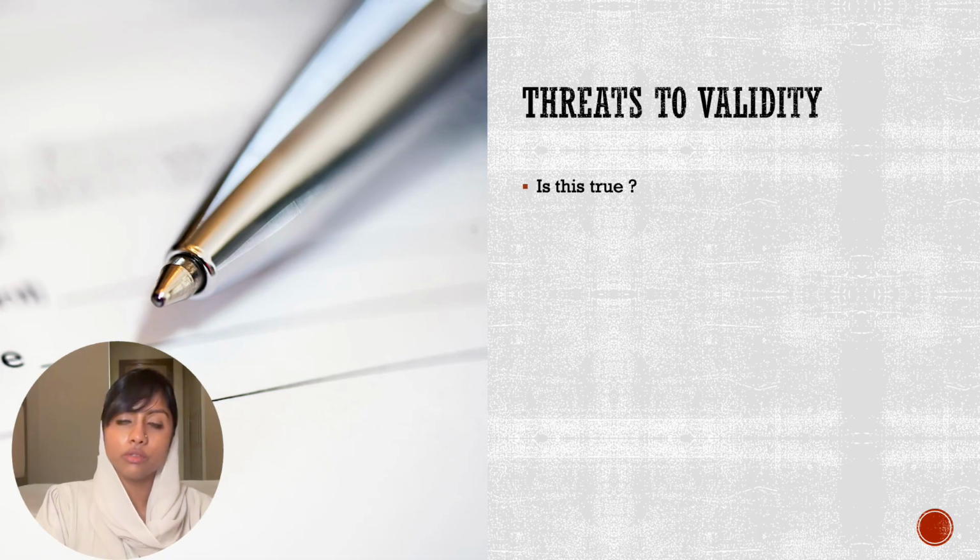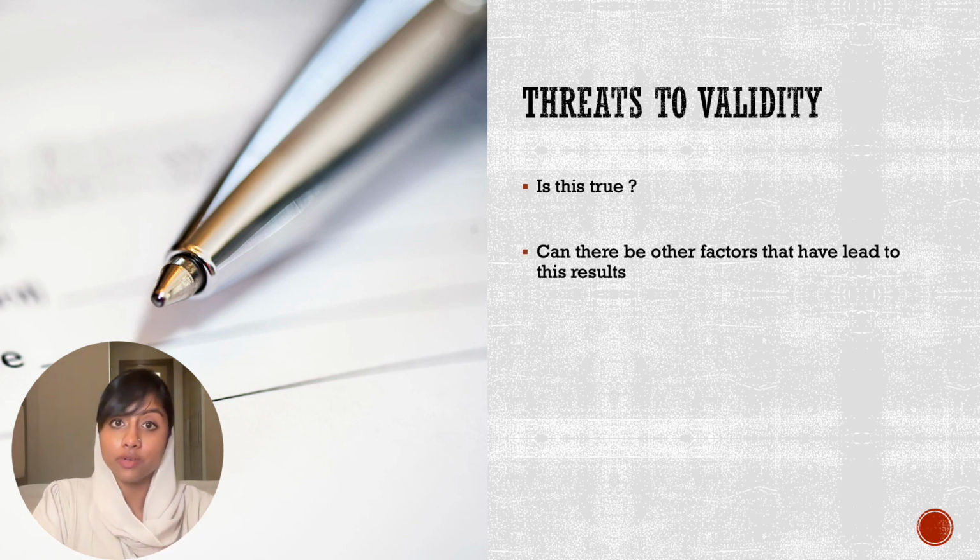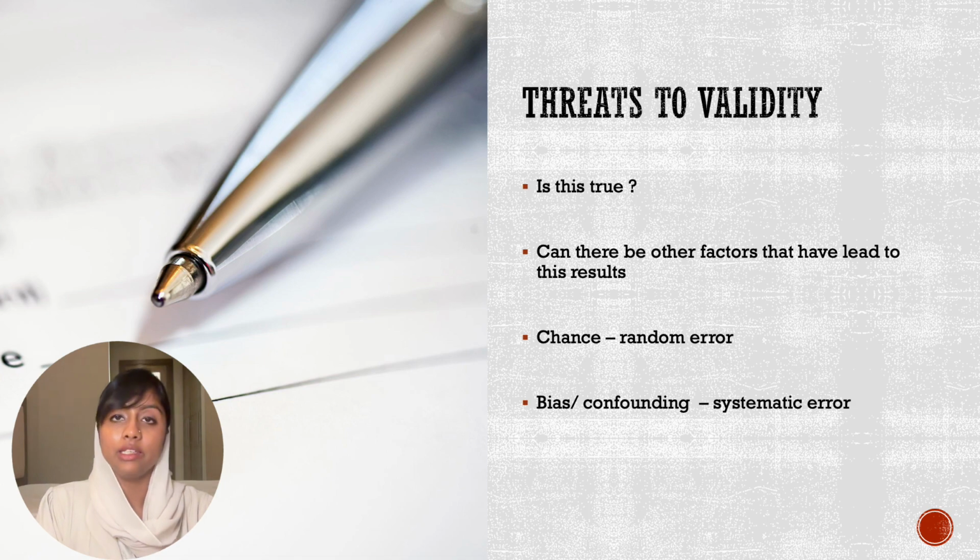When it comes to threats to validity, the question is, are there some other factors that could have resulted in the association that you're seeing? The main errors that can occur are, firstly, the chance factor. For example, the association that you've seen is just because of chance, and no true association really exists. Or it can be because of systematic errors, which basically include bias and confounding. For now, let's delve into detail about chance.